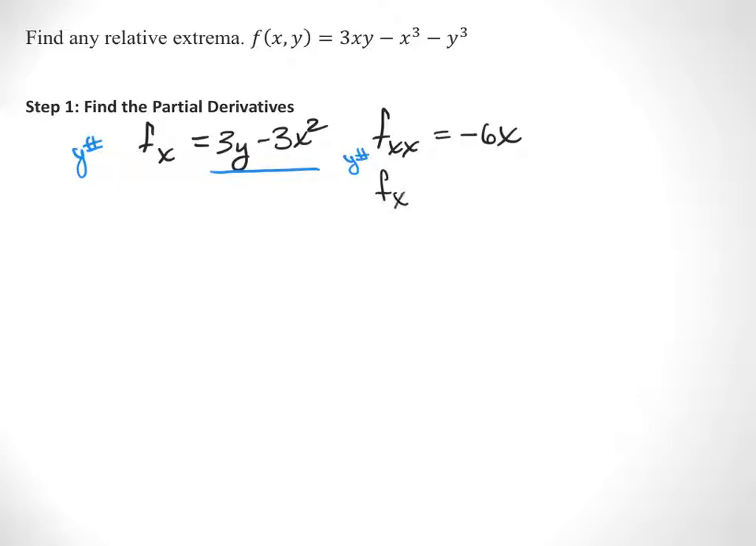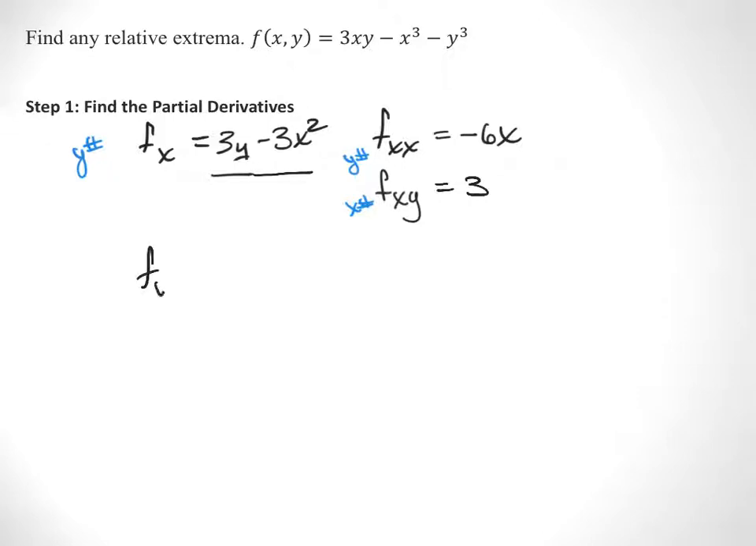Now let's do the second order partial derivative with respect to y. Now x is a number. So when we come back over to here again, we're going to do the first term. With respect to y, we get a 3. And with respect to the second term, x is a number, so just 0.